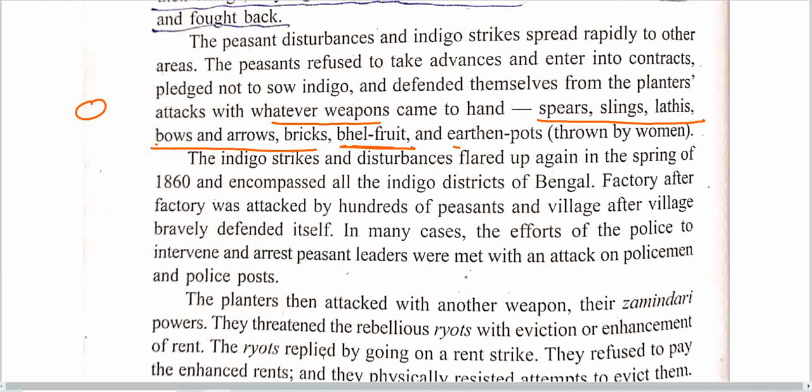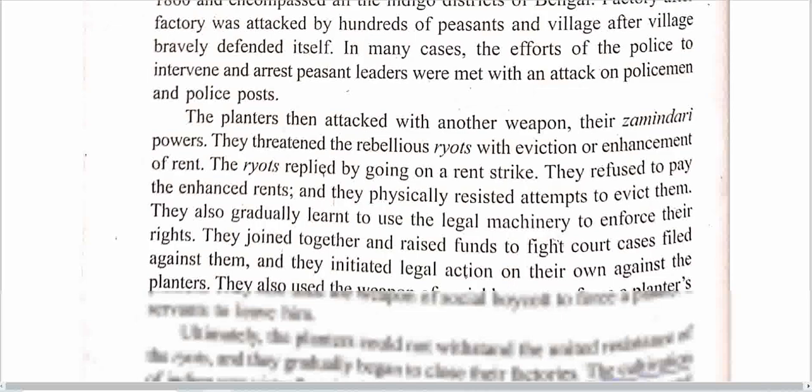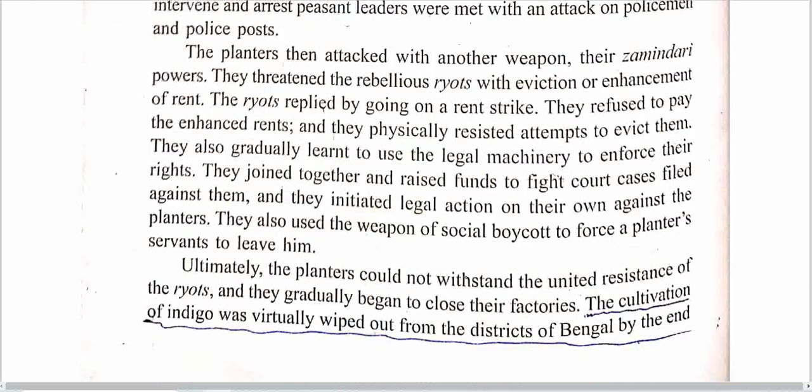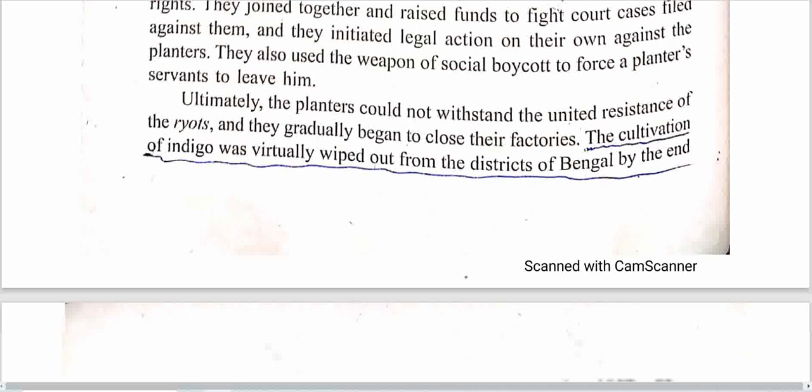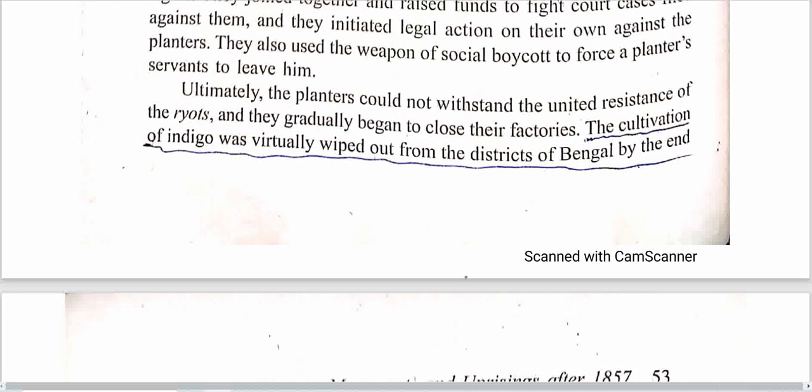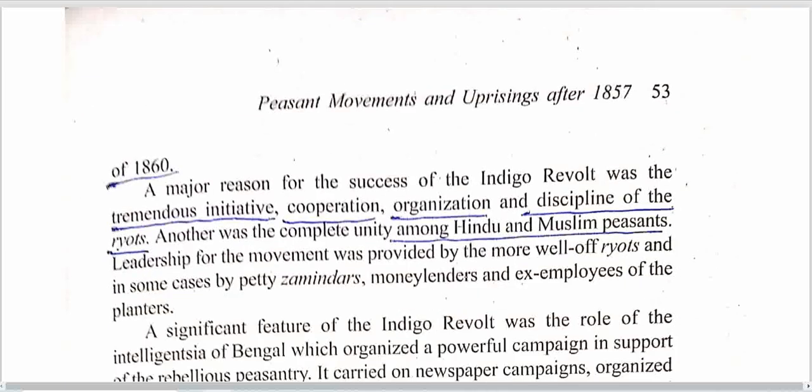The indigo strikes and disturbances flared up again in the spring of 1860 and encompassed more areas. Okay, these are not so important. Here you can see the planters are mainly against the zamindari system. Ultimately, the planters could not withstand the united resistance of the ryots, and they gradually began to close their factories. The cultivation of indigo was virtually wiped out from the districts of Bengal by the end of 1860.